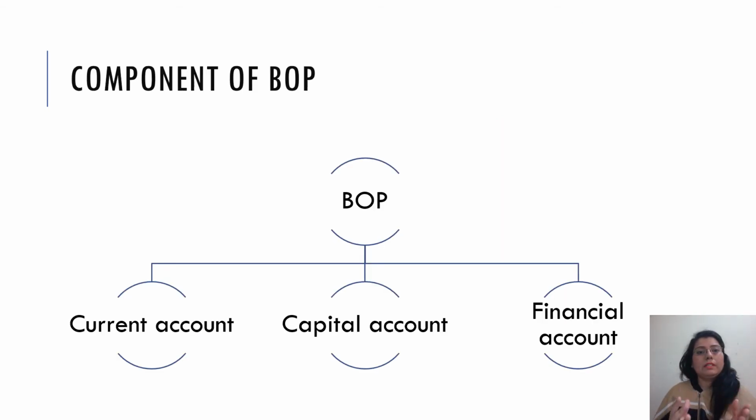Now we discuss the components of balance of payment. There are three components of balance of payment. One is the current account, the other is the capital account, and the third one is the financial account. In my next slides, I will explain them.